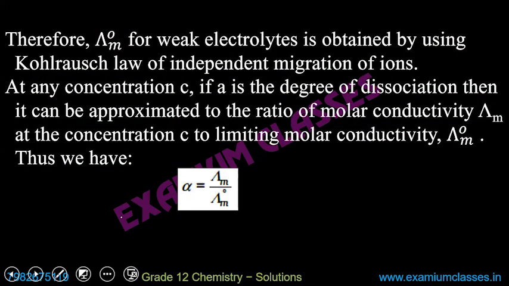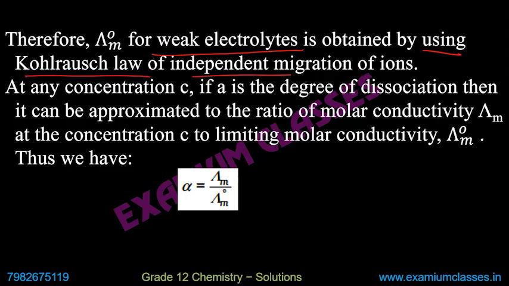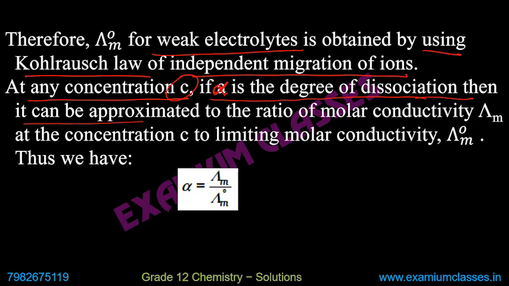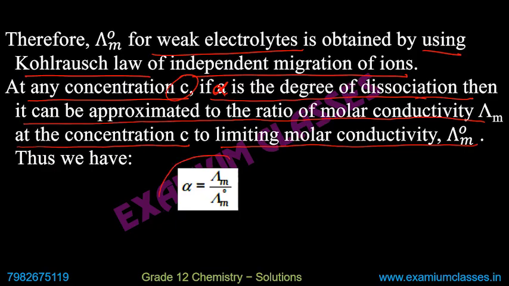Therefore, lambda m naught for weak electrolytes is obtained by using Kohlrausch law of independent migration of ions. And what we do, we use the concentrations of strong electrolytes. How? I'll tell you. At any concentration C, if alpha is the degree of dissociation, then it can be approximated to the ratio of molar conductivity at the concentration C to the limiting molar conductivity. Alpha is given by this formula.